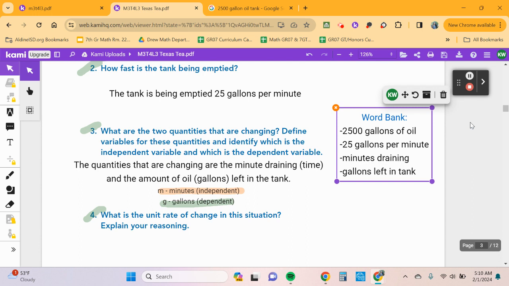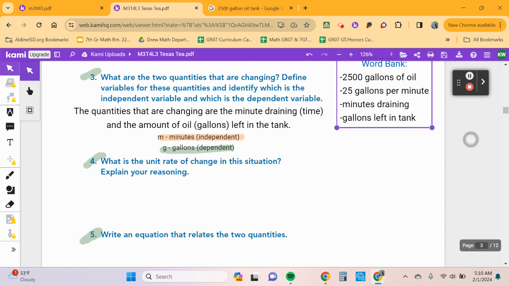The variables and the independent and dependent variables that I identified were M for minutes and G for the amount in gallons. And that just helps me, I know when I'm calculating in my equation, to understand what exactly it means. You could use different variables, but just be sure that if you're using a T for time, that you're not getting it confused with an addition sign.